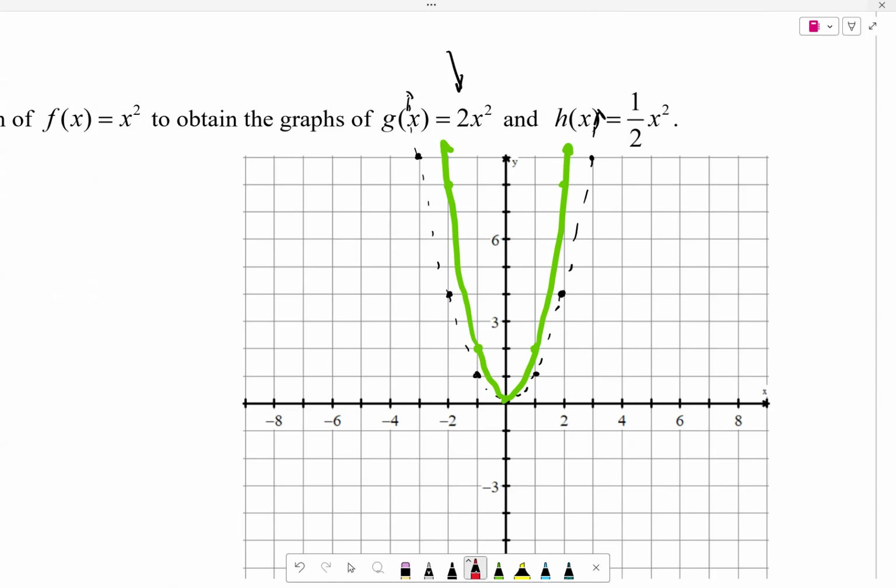So do you see where all these points are going to go? Like that 1 comma 1 is going to become 1 comma 1/2. 2 comma 4 is going to become 2 comma 2. 3 comma 9 is going to become 3 comma 4.5. I hope that makes sense. I don't have to count again if I did it correctly on the right. I know it's symmetric with respect to the y-axis, so I'll just do the same thing on the right.